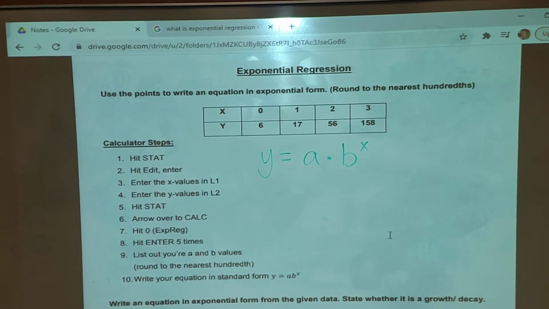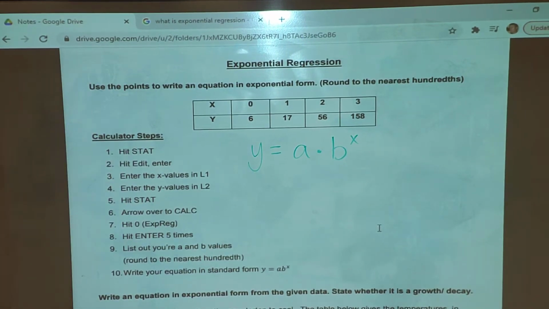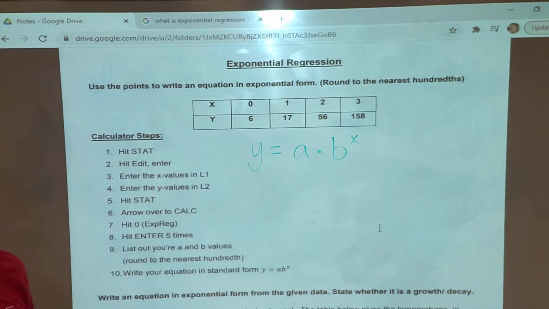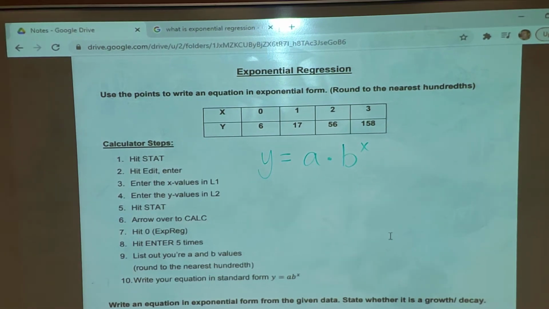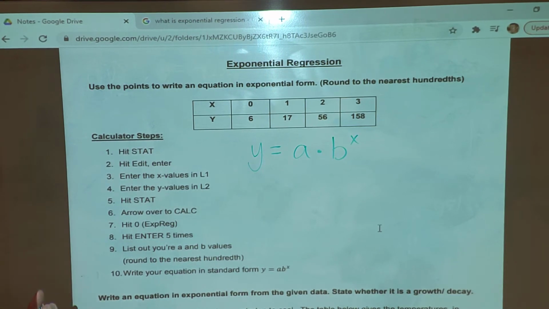All right, so this first example gives us the calculator steps. We are given a set of points, and we are going to write an equation in exponential form, rounding to the nearest hundredths, so 2 places after the decimal. With your calculator, and again, if you have a calculator maybe downloaded on your phone or your own calculator that may not be a TI-84, or in this case I have a TI-83 Plus, so one of the older ones in the classroom, these are the steps you'll follow. You may have to search for that if you have a different calculator. And again, there will be a video added for how to do this on Desmos if you have a laptop.